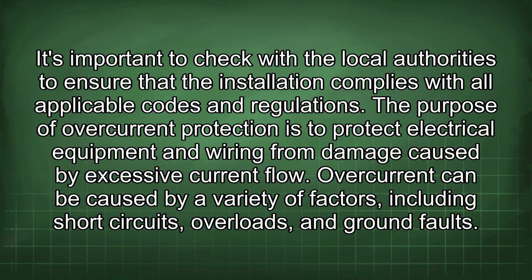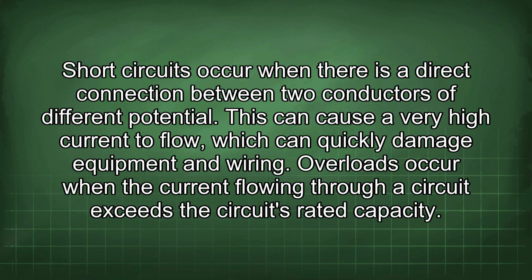The purpose of overcurrent protection is to protect electrical equipment and wiring from damage caused by excessive current flow. Overcurrent can be caused by a variety of factors, including short circuits, overloads, and ground faults. Short circuits occur when there is a direct connection between two conductors of different potential. This can cause a very high current flow, which can quickly damage equipment and wiring.